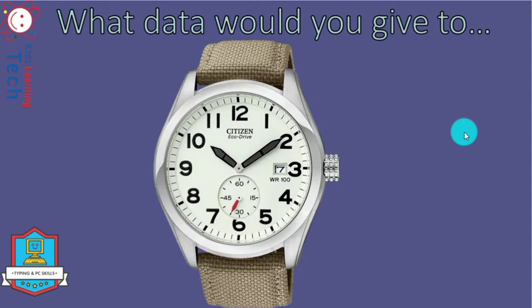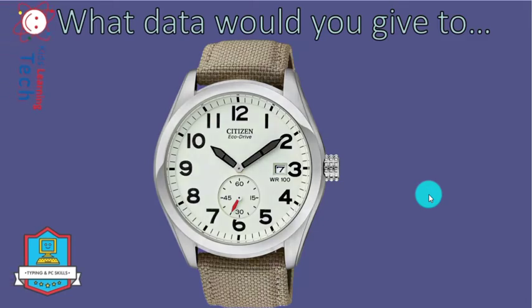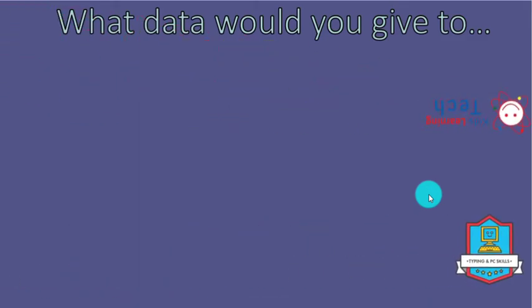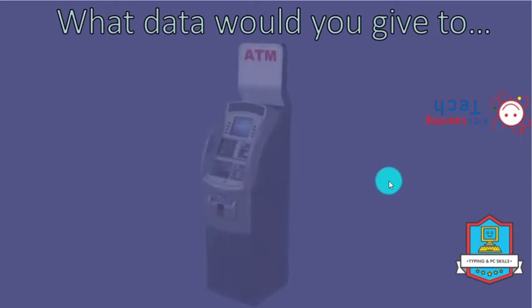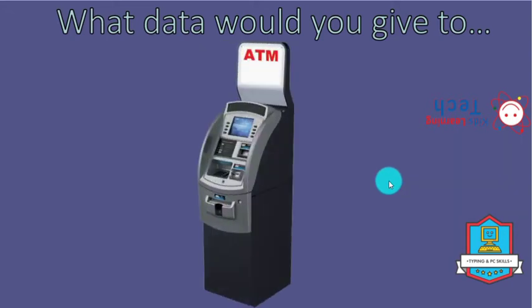What data would you give to a watch? Kind of interesting. When you get a watch, it's fresh out of the box. Odds are it has not been set. You need to let the watch know what time it is currently. Otherwise, it's pretty useless. You need to give the watch data. You need to inform the watch what the current time is so that it can be of use to you.